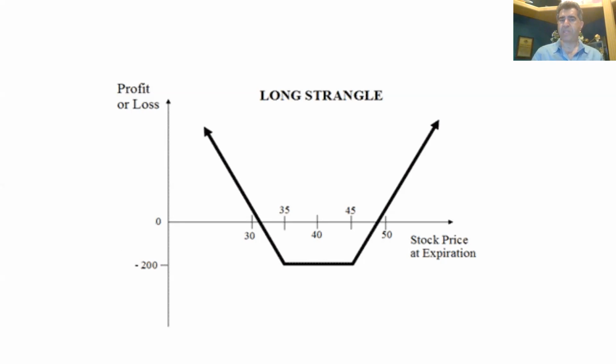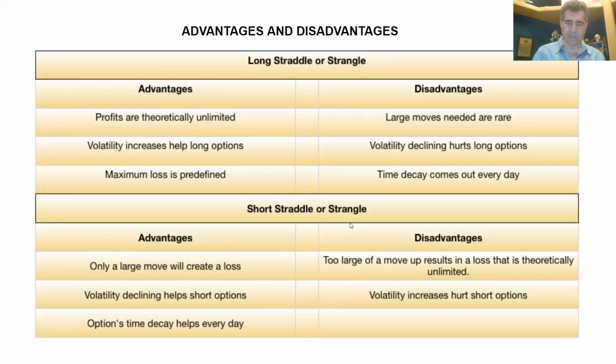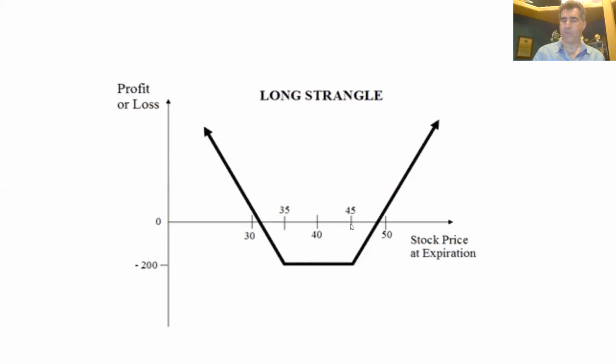The difference will be that you want a big move. So if you bought a call of 45, you want to have a big movement. You want to make sure it is going to go outside your expected move of 35 and 45. So that's the difference.